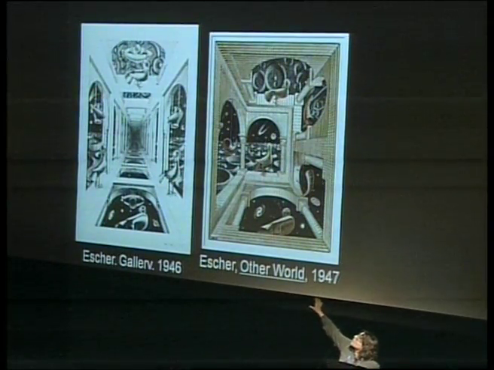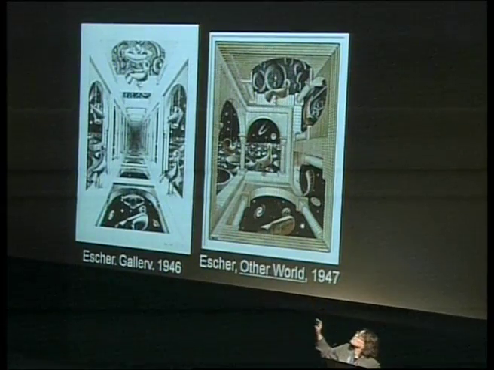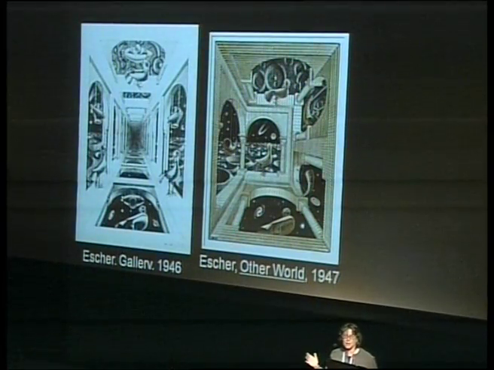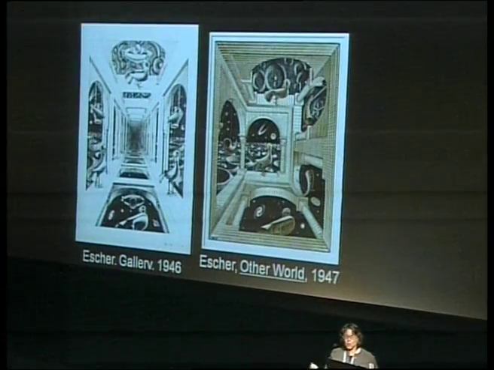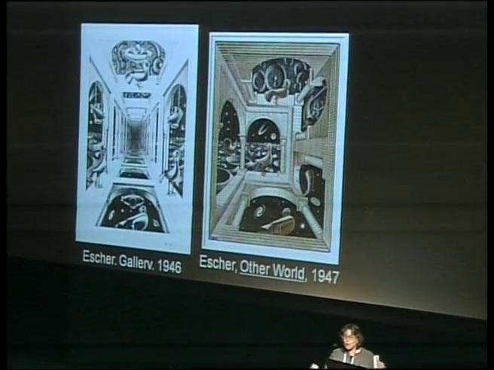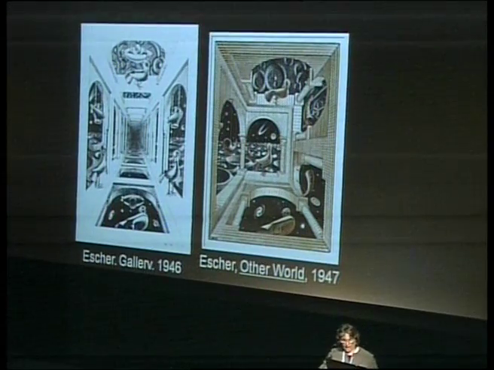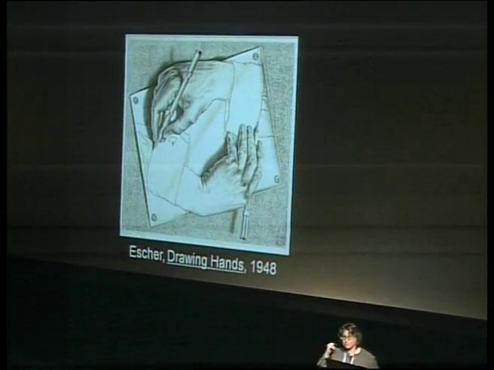And on the right, we don't have the vanishing point depicted, but we can figure it out based on where the lines are. And again, these are works that seem to work. You can tip them upside down. They seem to work from any angle, and that's part of the illusion.